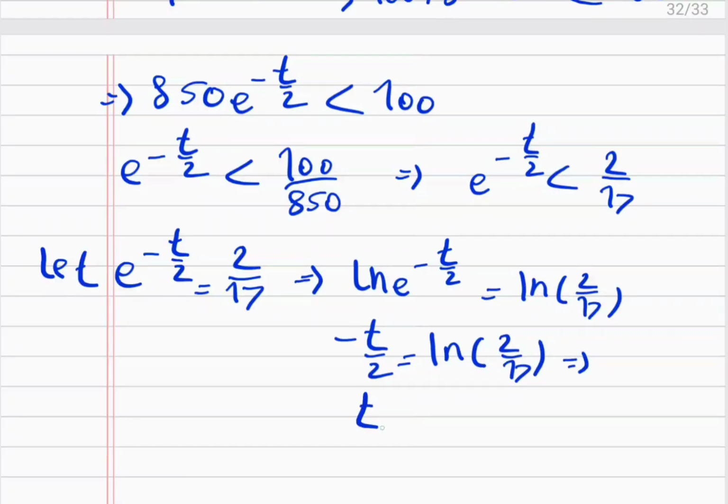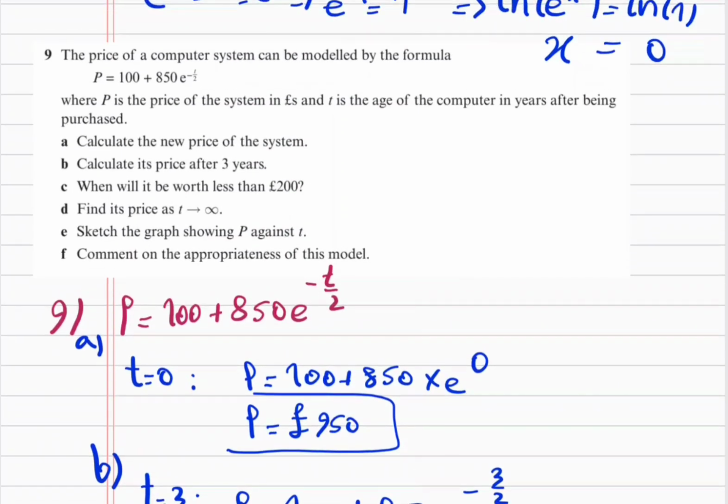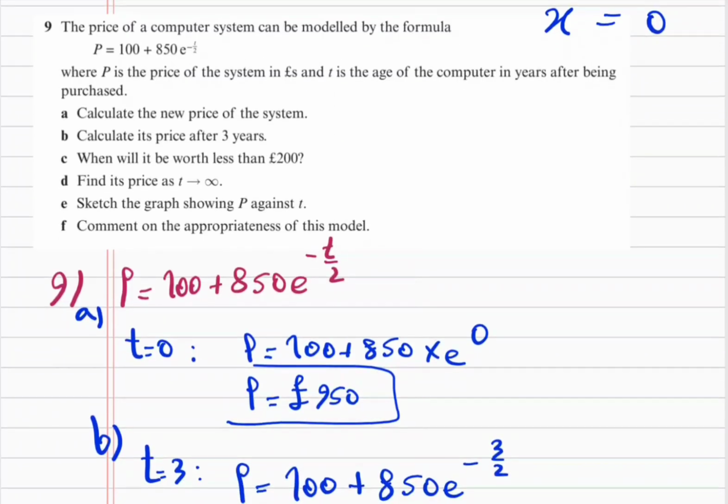So t is equal to minus 2 ln 2 over 17, which is 4.28 years. So yeah, basically it takes 4 years and a few months for the value to be less than 200 pounds. And so in part D, we want to find its price as t tends to infinity.